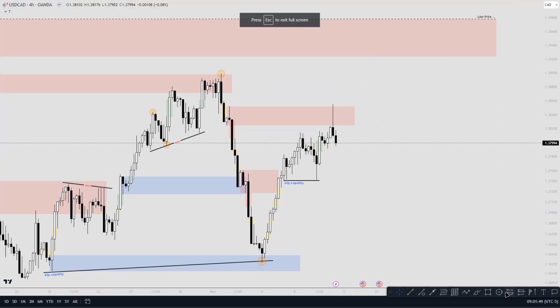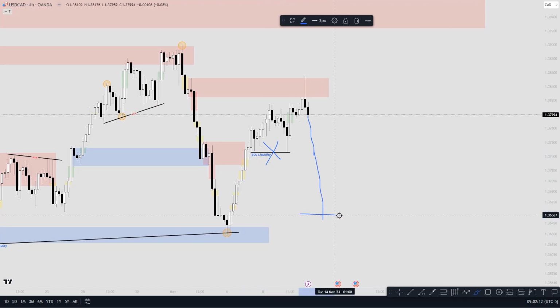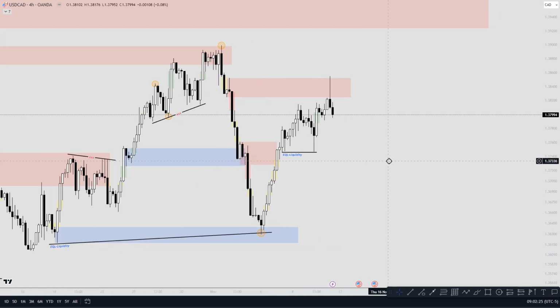We also engulfed this supply zone, and the reason is this shadow here, because we did sweep the liquidity above this shadow. In the 4-hour time frame, as I told you, maybe we see price come down to sweep this equal low liquidity and come down until this demand zone here. But you need to be careful because we have the equal low liquidity here too. So this is the first case that we have in the 4-hour time frame.